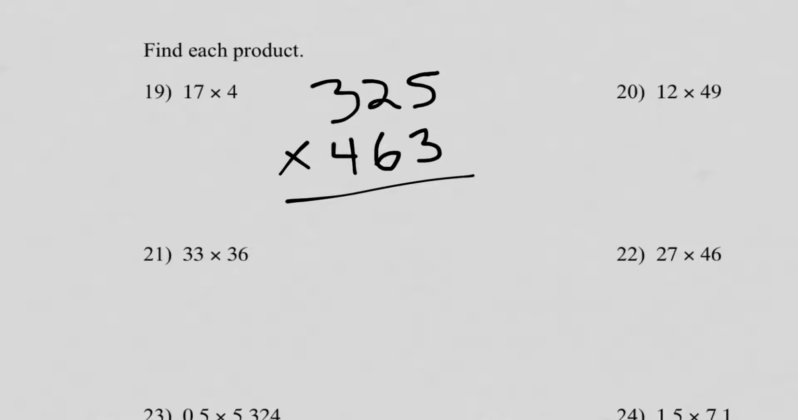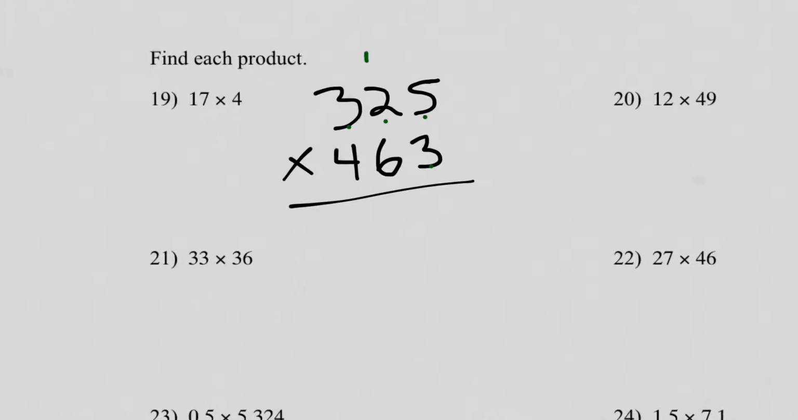All right, first multiplying by 3, we've got our 3 is going to get multiplied by 5, 2, and 3. 3 times 5, 15. 3 times 2 is 6. Add 1 is 7. 3 times 3 is 9.